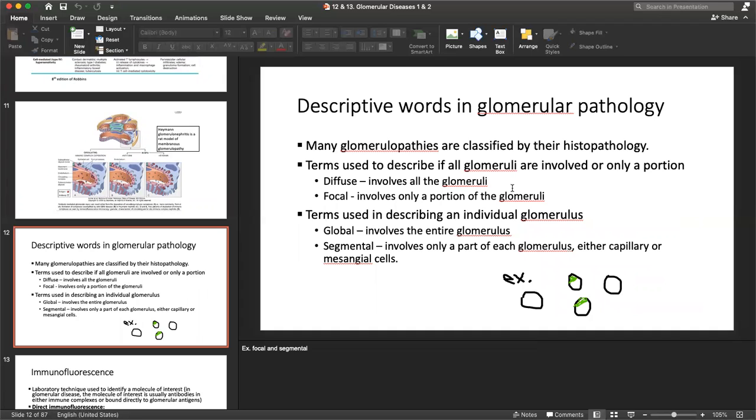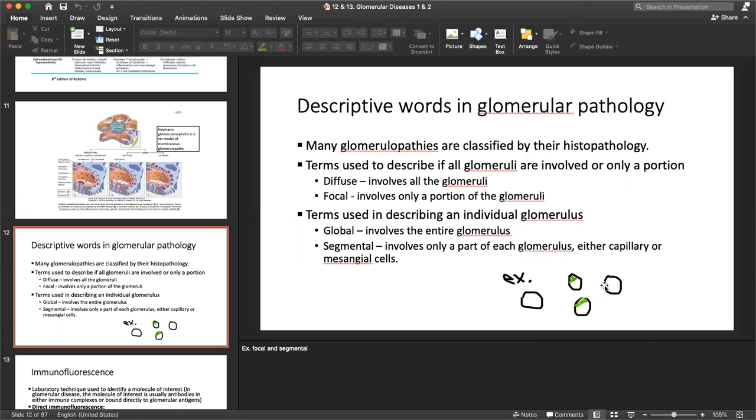Okay, global. So now we're talking about one glomerulus, not all of them. So global involves the entire glomerulus. Think of each glomerulus as a planet. Global means the whole planet, the whole globe. There are multiple planets out there, but this one may only affect Earth, so it's only the globe, or it could affect every planet. So just be aware of that. And then segmental is going to be only a part of each glomerulus.